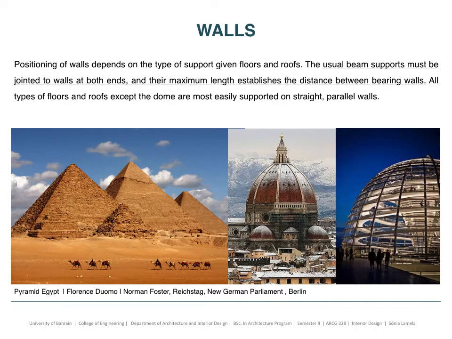Here you can see that normally the walls will support the floors and the roofs. And normally the best position for it will be perpendicular to carry the load, but this is not the same when we are talking about different types of shapes, 3D shapes. In the case of the dome, for example, they are most easily supported on straight parallel walls.